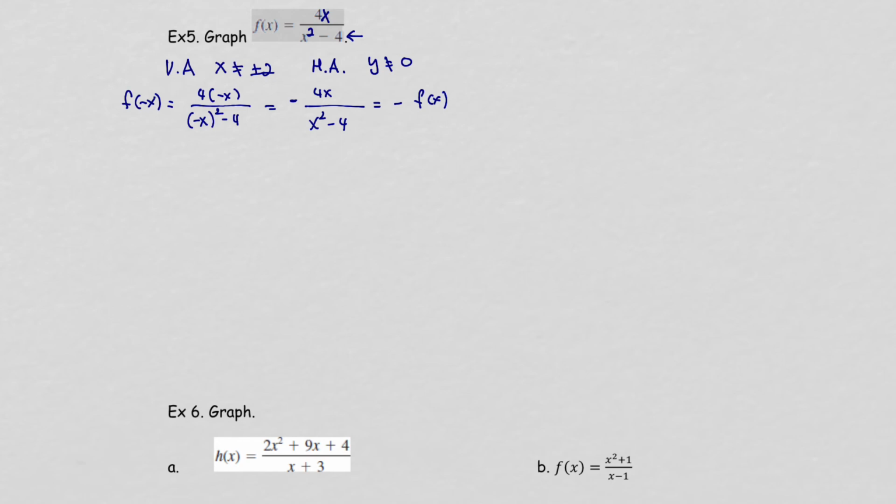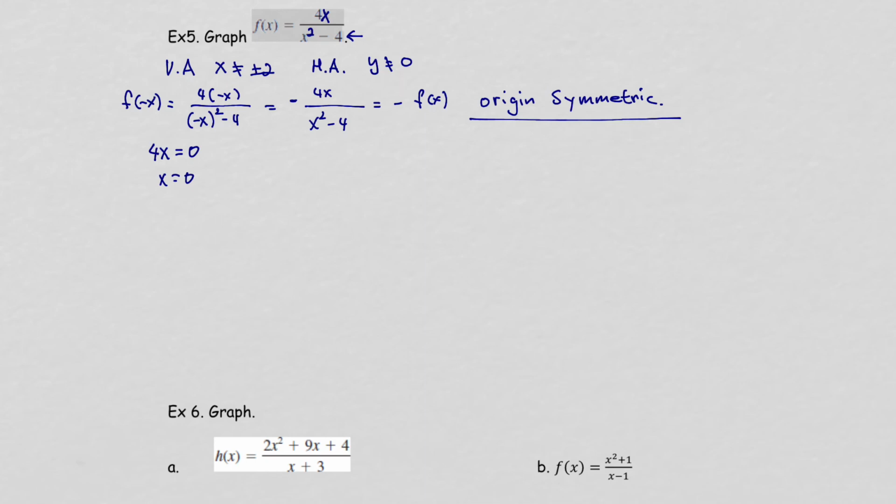This is the first time we're seeing origin symmetry in this section, right? But this is how it looks to find the origin symmetry. Origin symmetry. And then let's find the x-intercept and y-intercept. So numerator equals 0 will give the x-intercept.